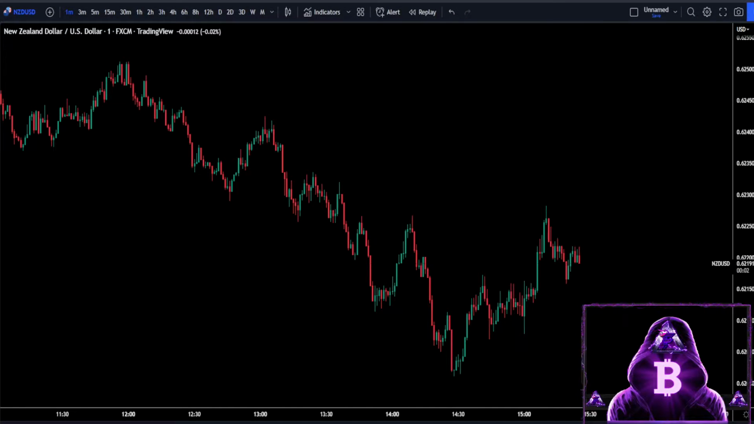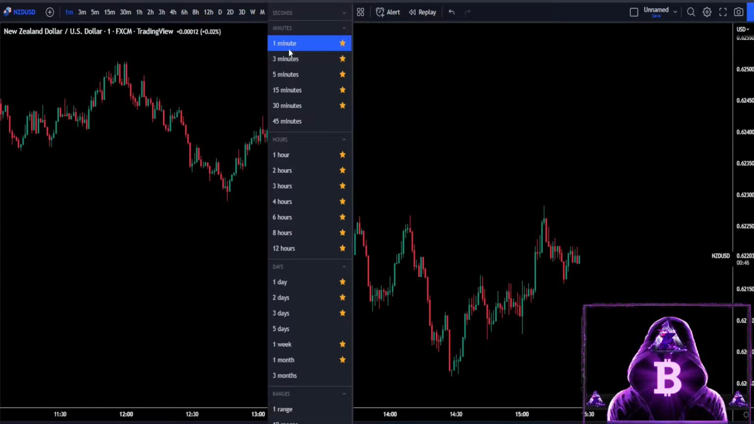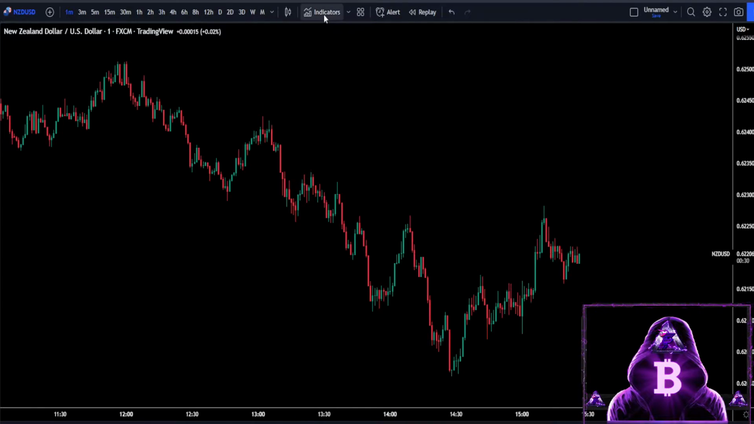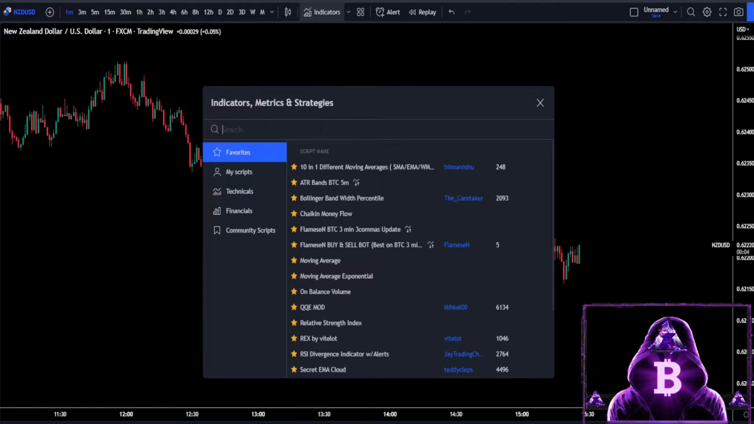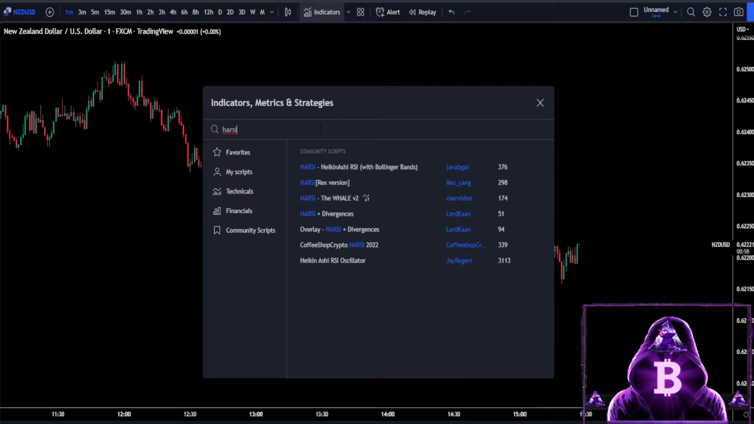Okay, so we're currently looking at the price of the New Zealand dollar versus the US dollar on a 1 minute time frame. I highly recommend you to use this strategy on lower time frames like the 1 minute, the 5 minute, or the 15 minute. So in order to actually build this setup, we need to come across here to our indicators tab. And the first thing we're going to be searching for here is HARSI, which is our Heikin RSI oscillator by J.